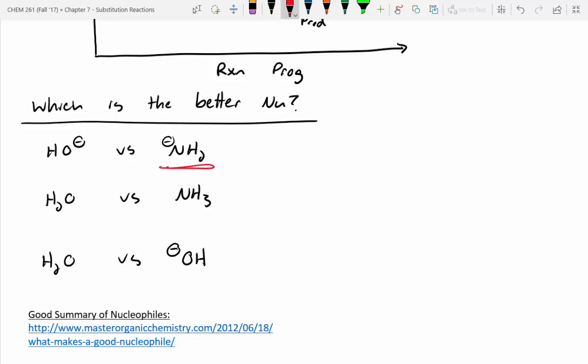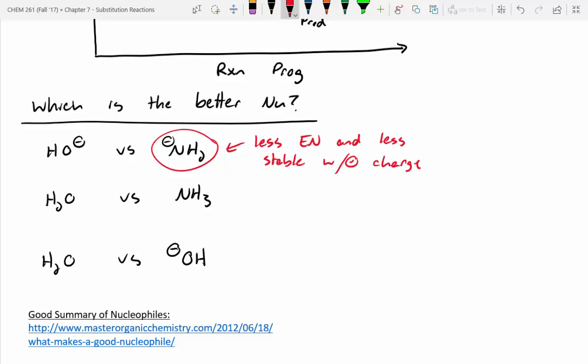They're in the same row in the periodic table. When we're looking at rows in the periodic table, are we looking at comparing atomic size or electronegativity? Electronegativity. All right. Which one's more electronegative? The oxygen, which means it's more stable with the negative charge. That means that this is a better nucleophile. NH2 minus is less electronegative and less stable with a negative charge. Does that make sense? So we're really looking at stability.